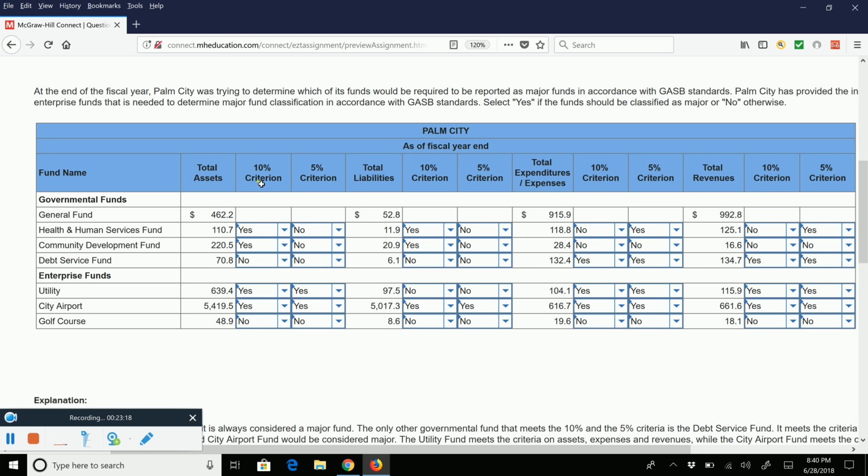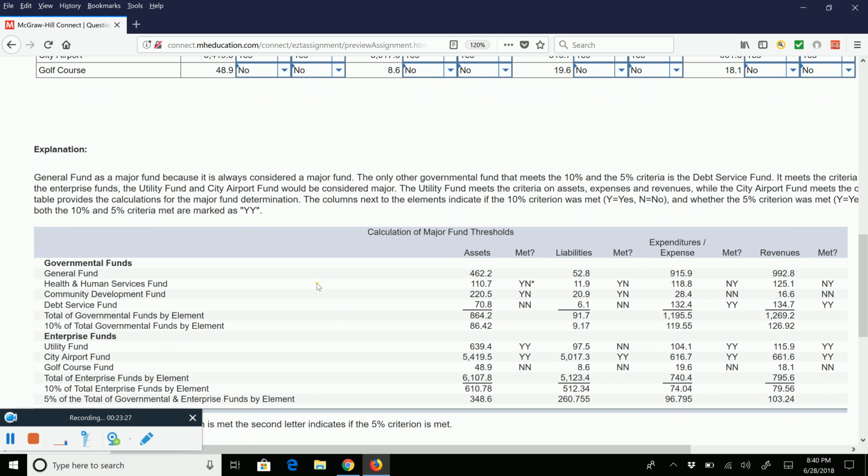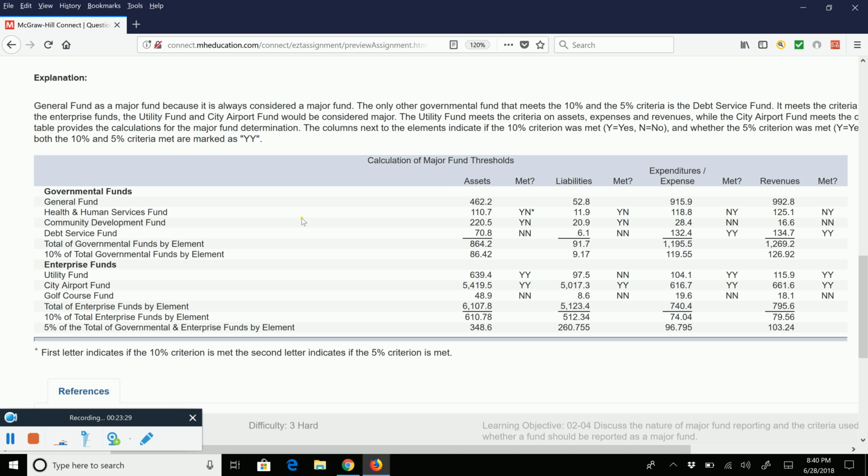And what we're going to do is a 10% test and a 5% test. Now, what is this 10% and 5% test? Okay, so what we're going to do is this. I'm going to show you this table down here. So here are the governmental funds, the assets. Highlighting it here so you can see it. These are straight from the table. These are the asset values for all the governmental funds. If I add those 4 numbers up, it comes to 864.2. I'm going to take 10% of that. It's going to be 86.42.